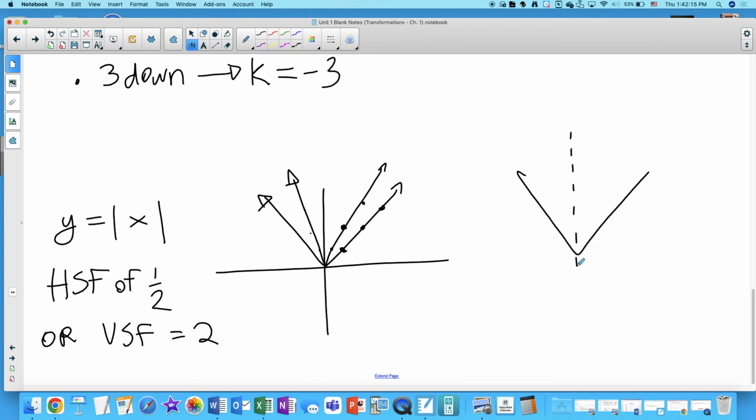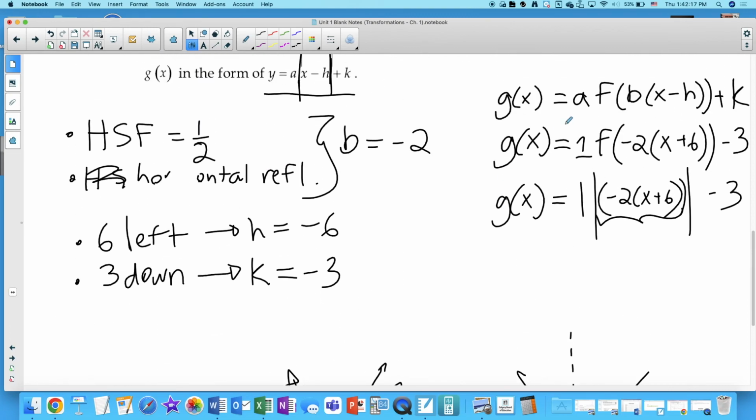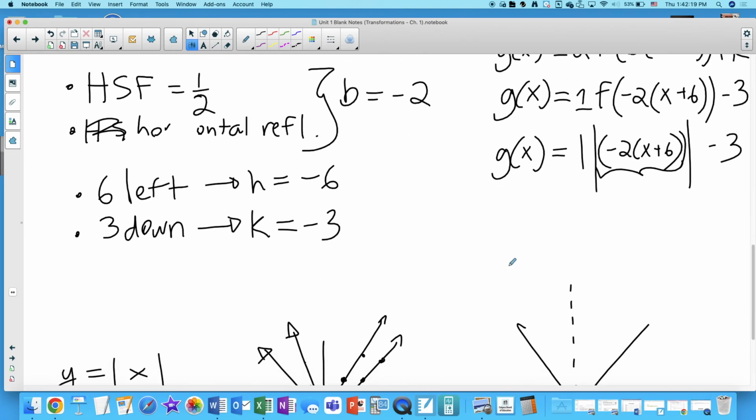Okay? So we can actually take this, and I'll just rewrite this nicely without all the extra stuff, absolute value of negative 2 times x plus 6 minus 3. And bring that negative 2 out and make it positive.